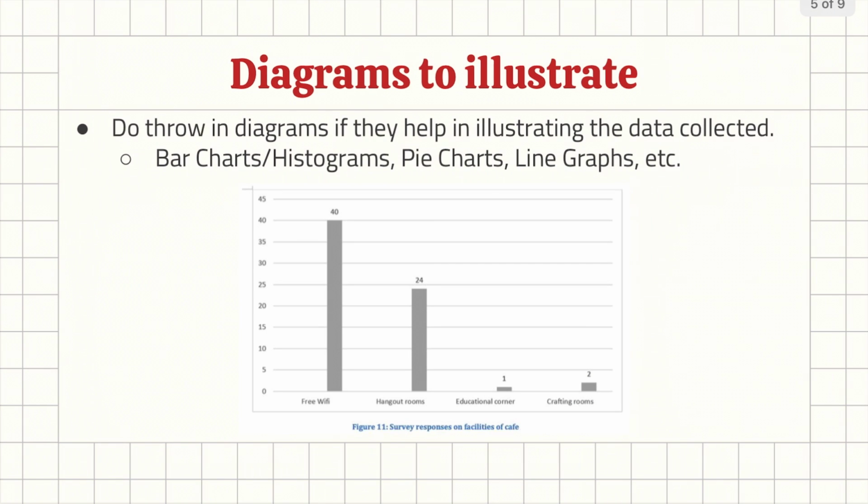So you can use diagrams as well to illustrate, right? This can be in the form of histograms, bar charts, pie charts, line graphs. So for example, if you conducted a survey, right? Survey responses on, let's say, the facilities of the cafe, right? Maybe you're doing a project on a cafe. So show us, right, what are the various responses? So maybe some of them want free Wi-Fi, some of them prefer hangout rooms, educational corners, crafting rooms.